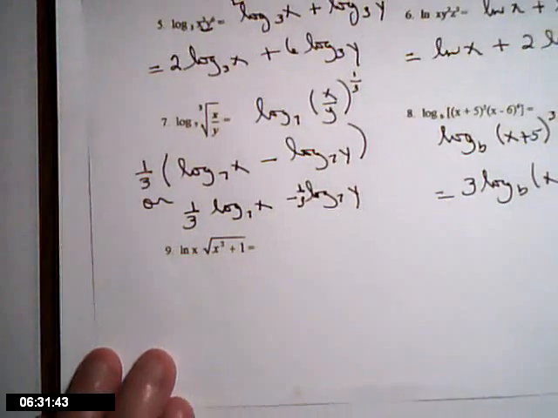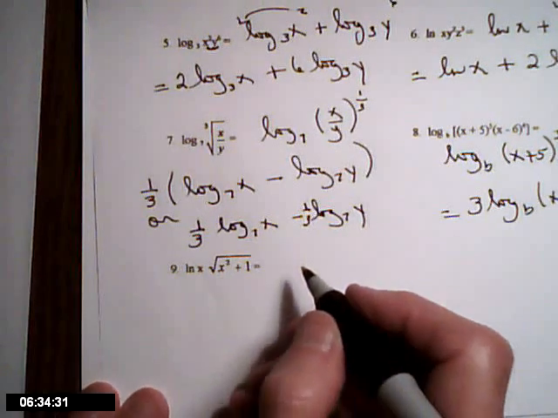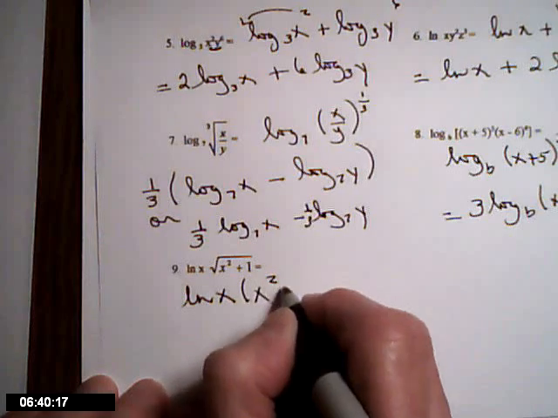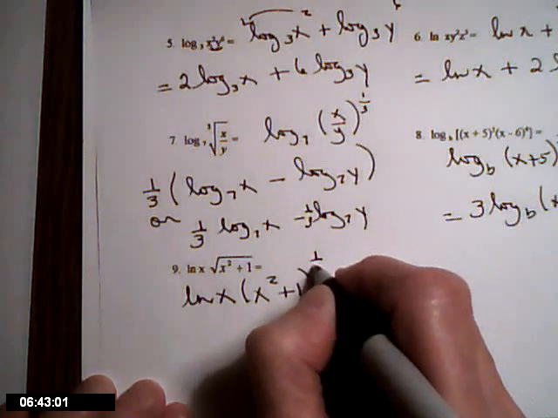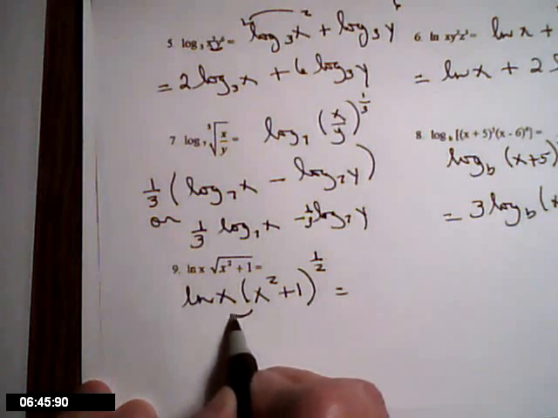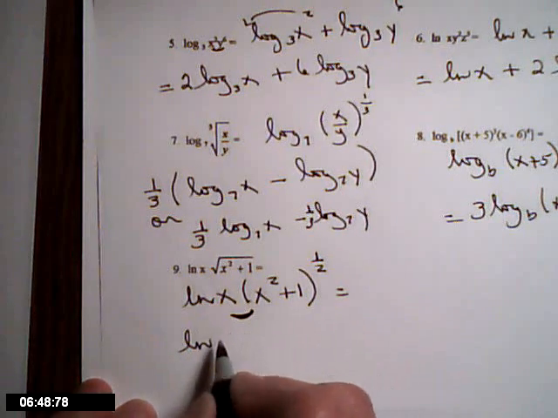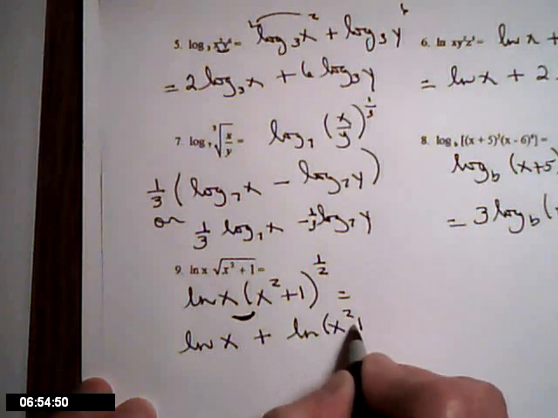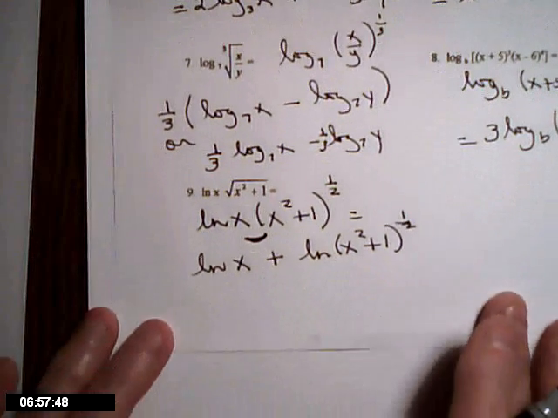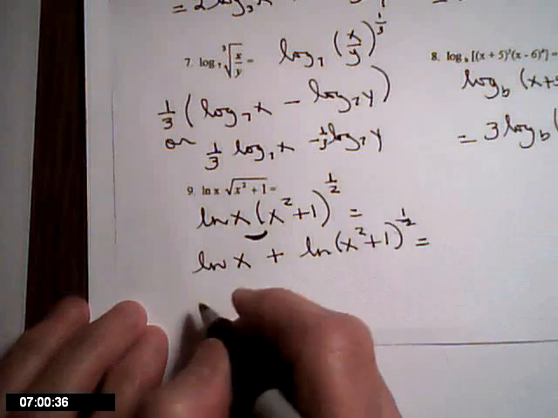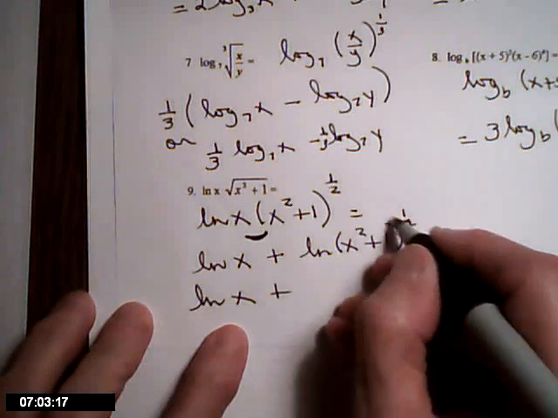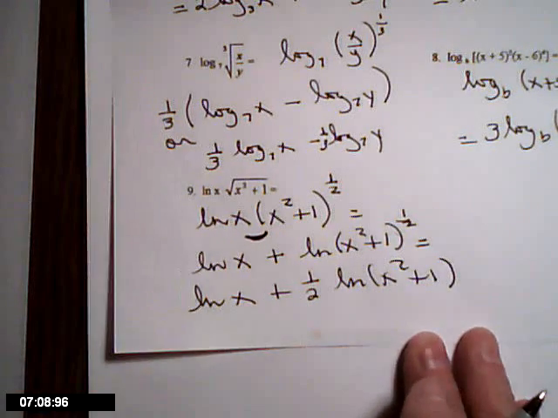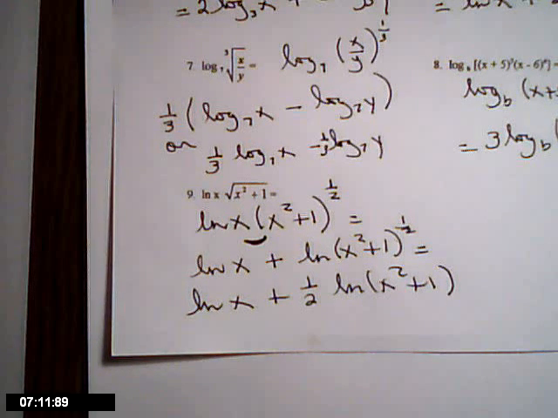Okay. Problem number 9 has a natural log, and that's okay. The first thing I'm going to do is to rewrite it without the square root. So that'll be x times x squared plus 1. Now square root means 1/2 power. Now I have multiplication going on here, so I'm going to add. That'll be natural log of x plus natural log of x squared plus 1 to the 1/2 power. Now remember that because of this exponent, we need to rewrite again and pull that exponent in front. And we have natural log of x plus 1/2 natural log of x squared plus 1.